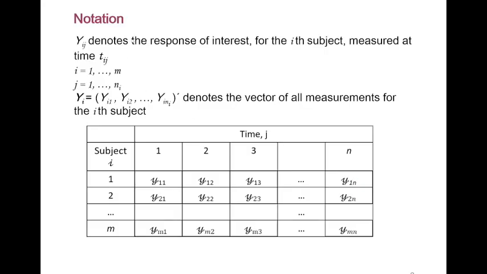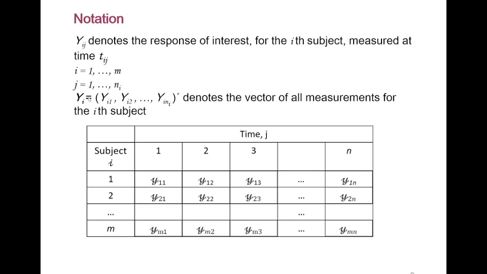Here I just introduce briefly the notation, and later on I will have more notation. For longitudinal data we need two indices, i and j. Let's say Yij denotes the response of interest for the ith subject measured at time Tij. So I have n subjects, and for each subject I have repeated measurements. Using n sub i to denote the number of measurements, it may not be the same across subjects.